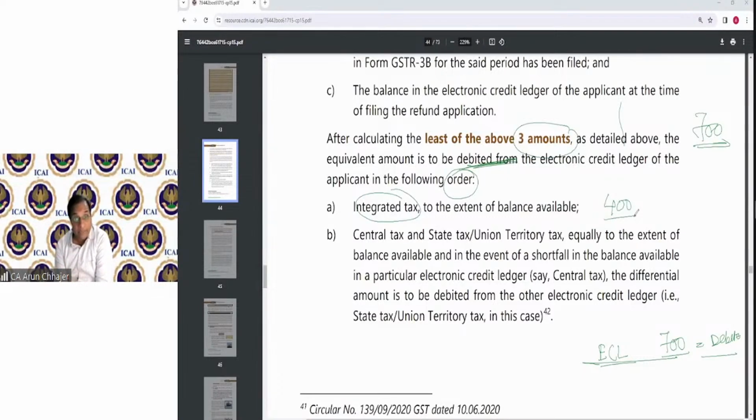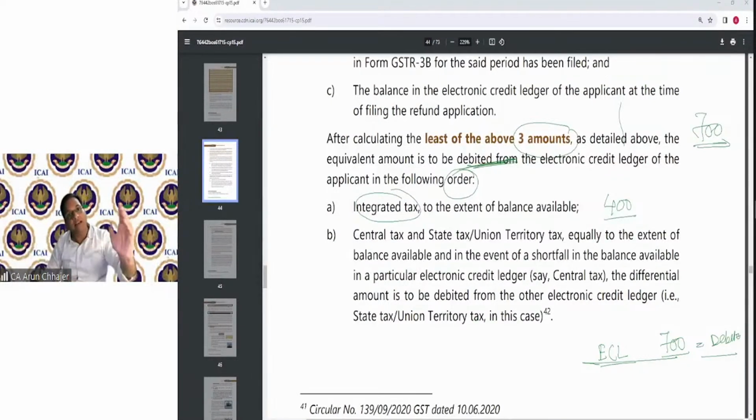Why you are debiting? You are reducing your balance so that you do not use it for discharging the tax liability. Logically correct है ना? Is it correct, right? So you are reducing the electronic credit ledger so that this amount you should not use somewhere else, because government will give the refund of this 700 rupees. So they are saying the 700 debit kar do.